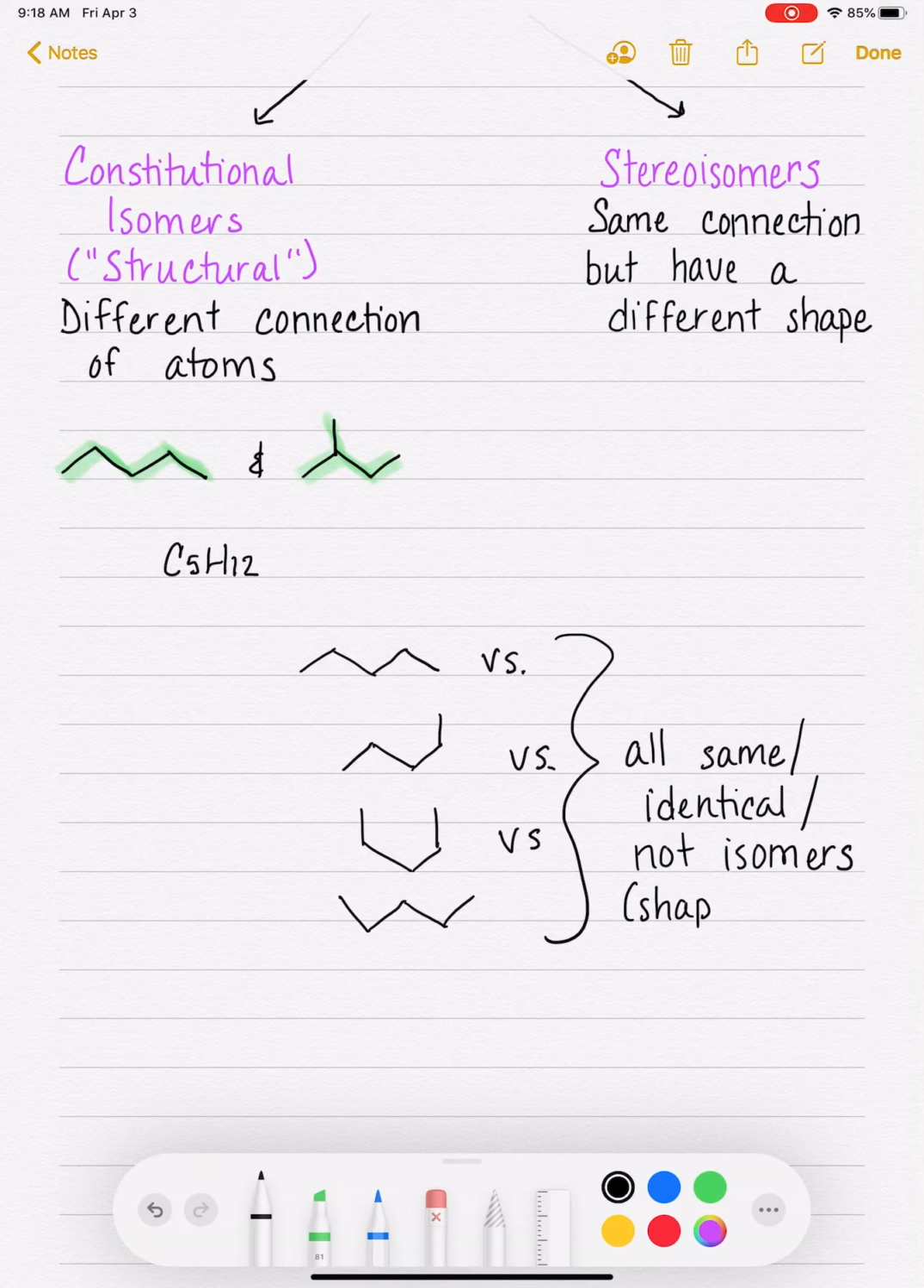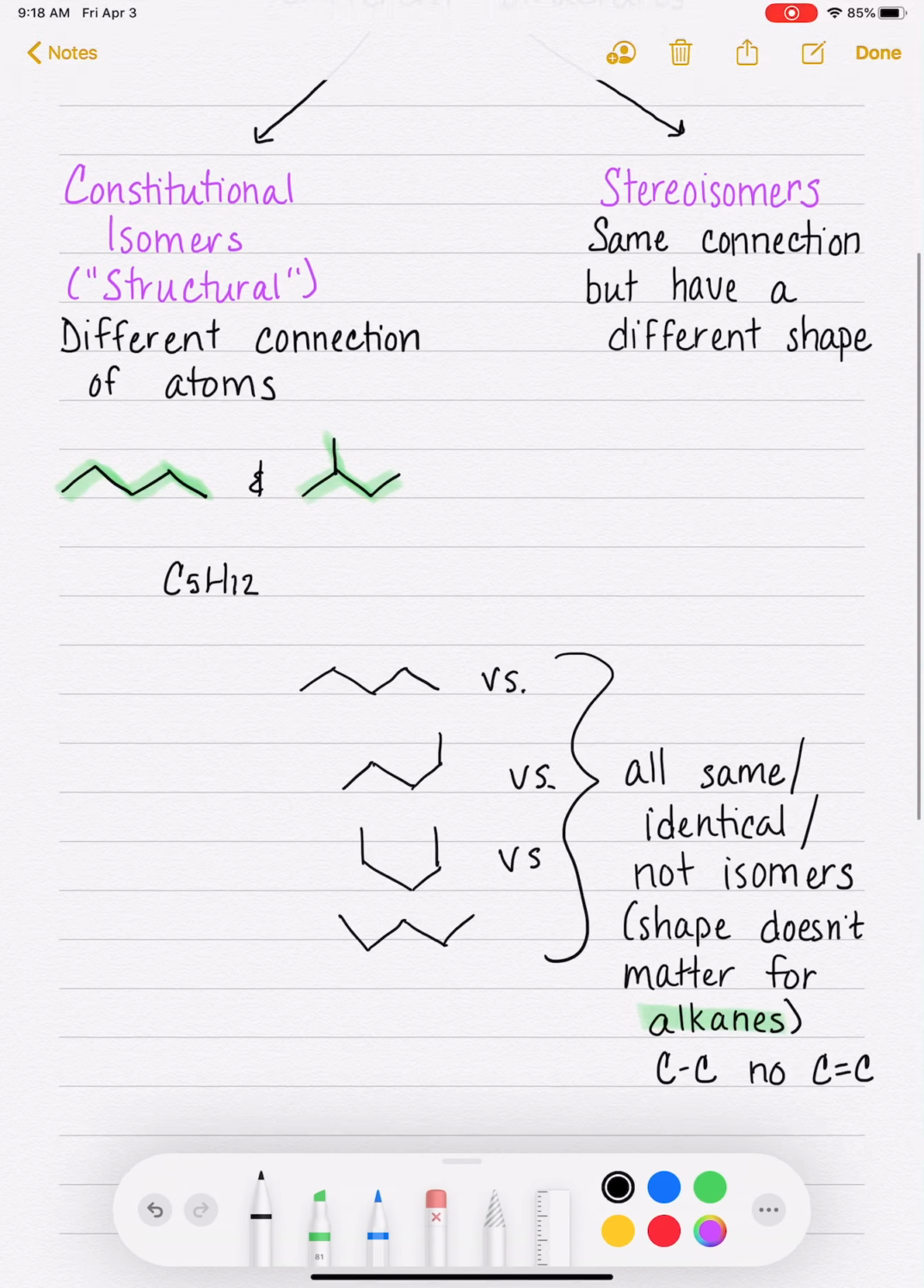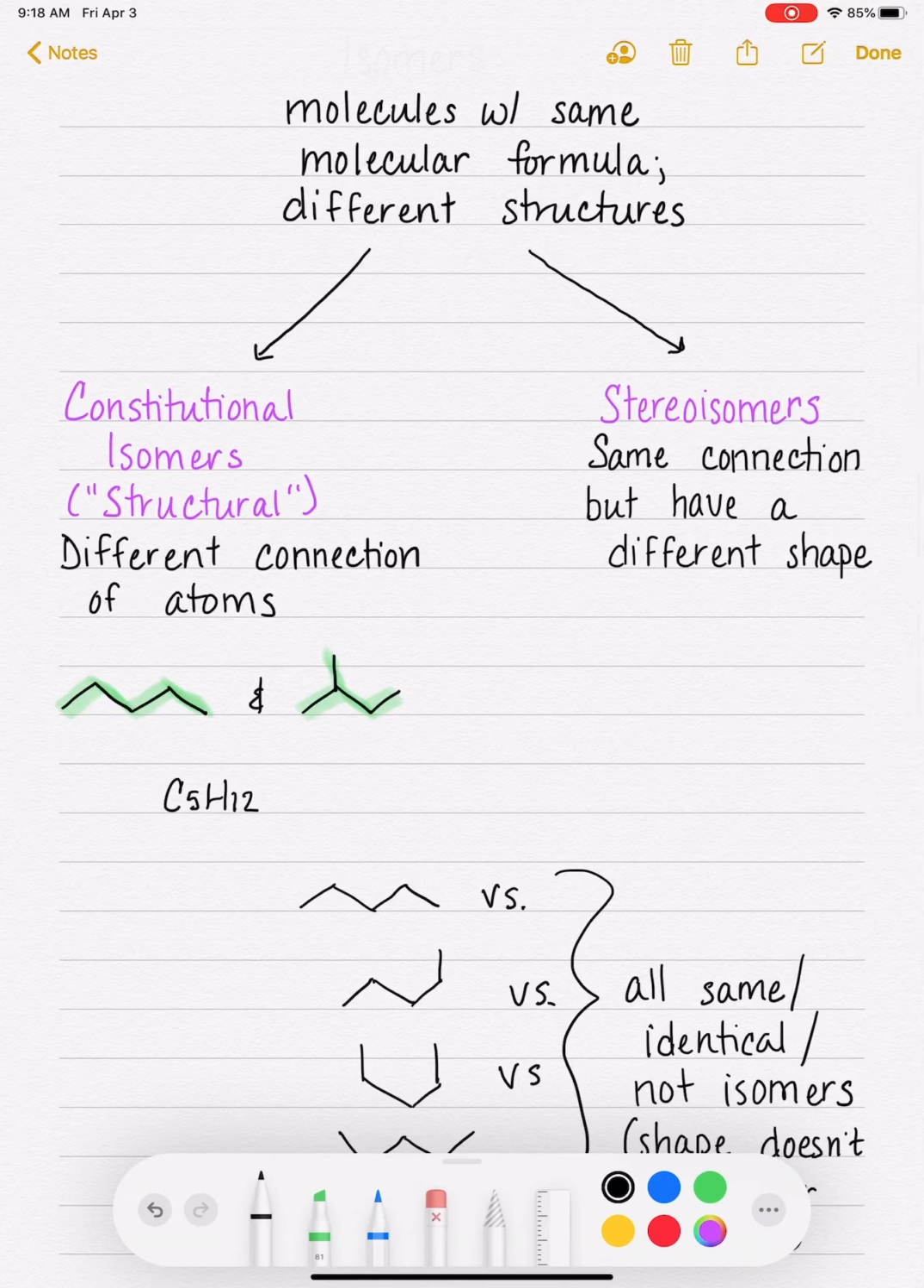Shape doesn't matter for these boring alkanes. Alkanes, meaning that we've just got a bunch of carbon-carbon single bonds, no carbon-carbon double bonds. Here are two examples of stereoisomers.